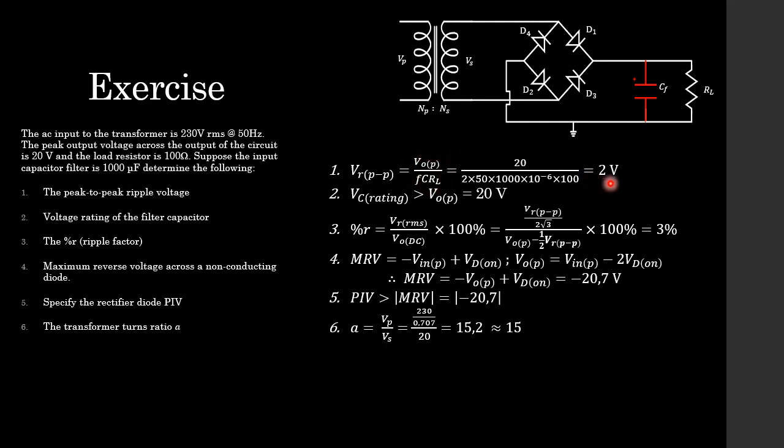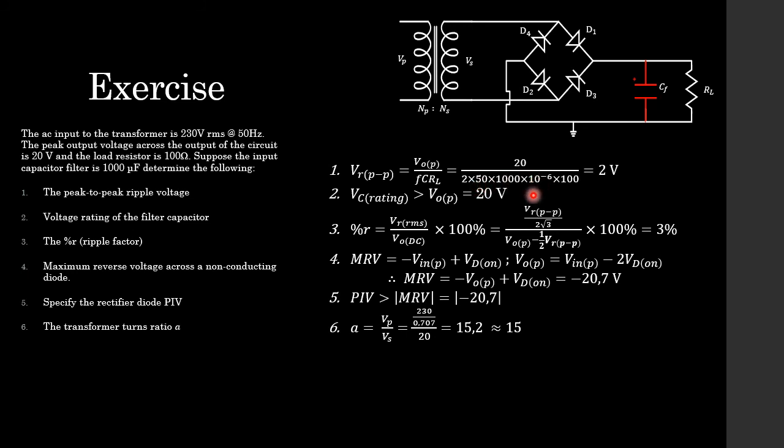A thing to note for this one, students, you can see here for the frequency, I have 2 times 50, because by the looks of it, we've got a full wave bridge rectifier circuit. So we know that the output is going to have a frequency which is double the input. That's why I have 2 times 50 here for our frequency.